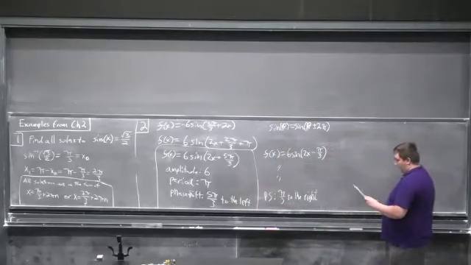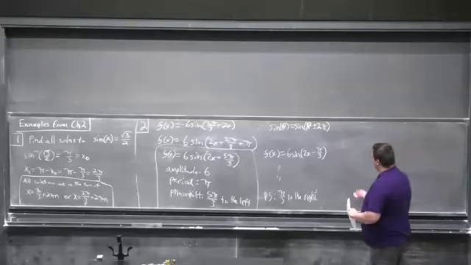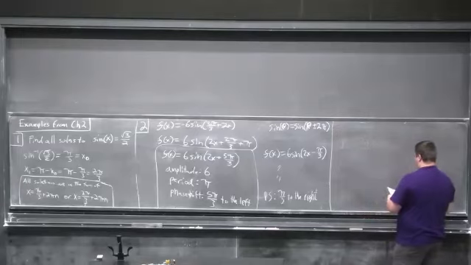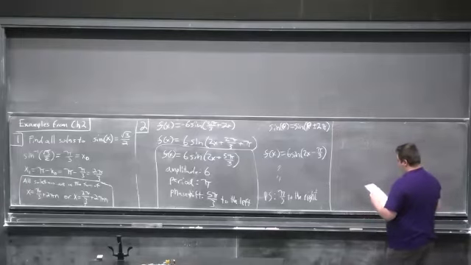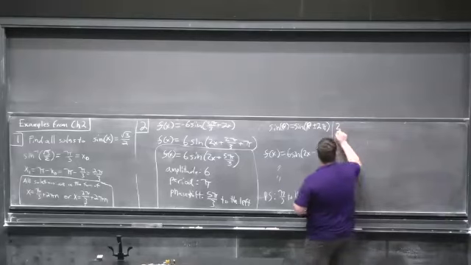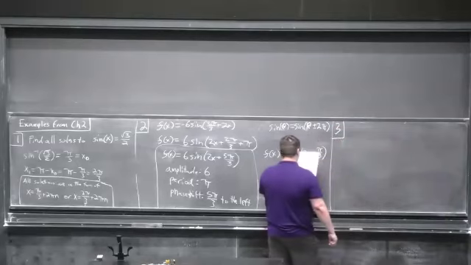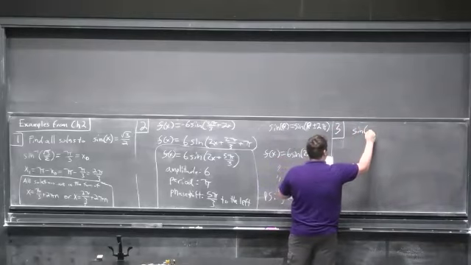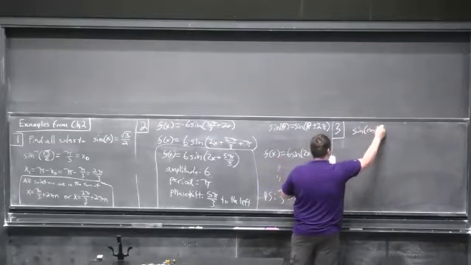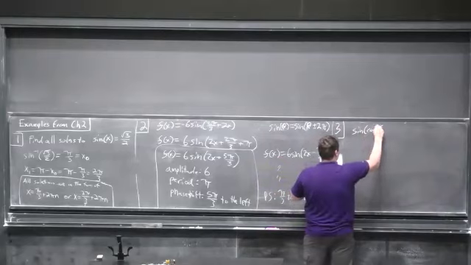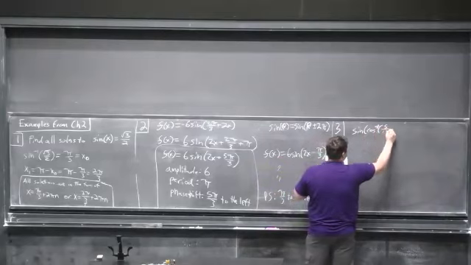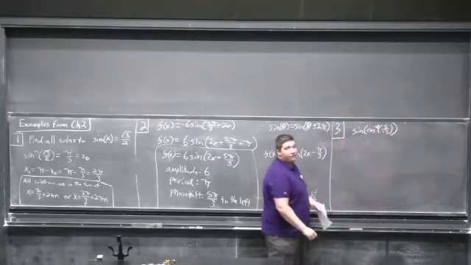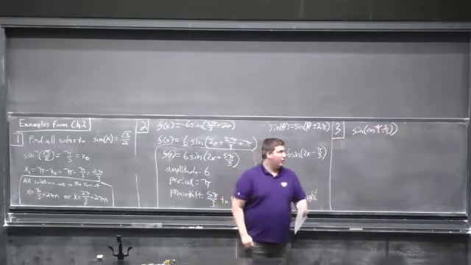So that is the second example. For a third example, we can do sine of cosine inverse of 5/13, and we want to find the exact value.